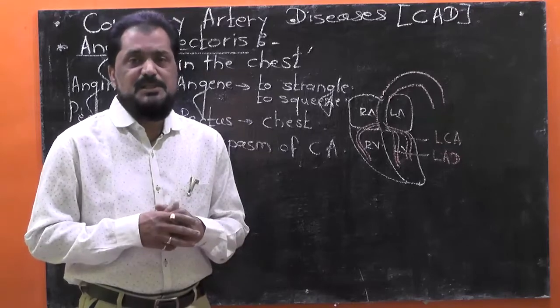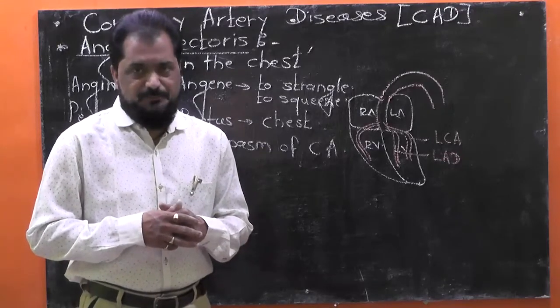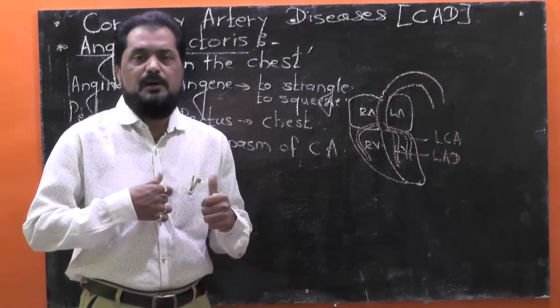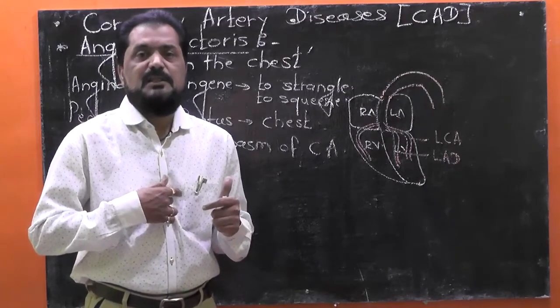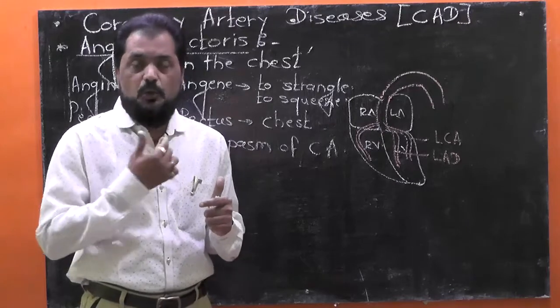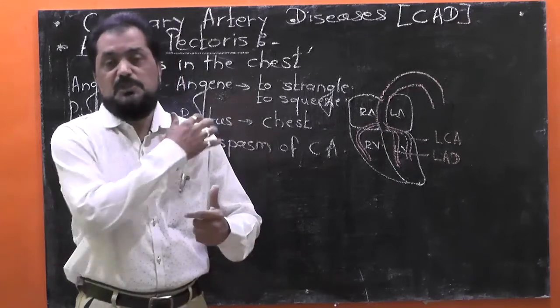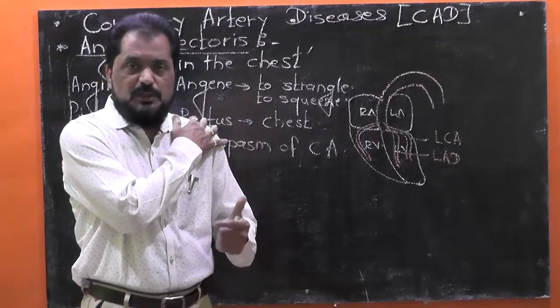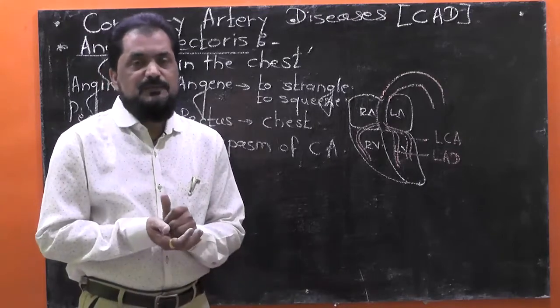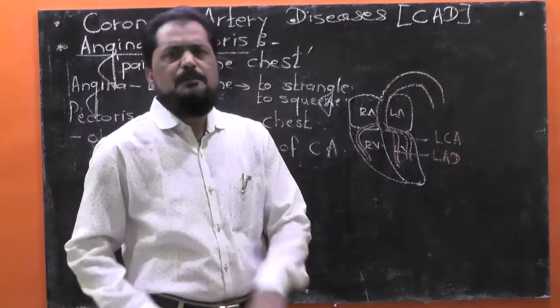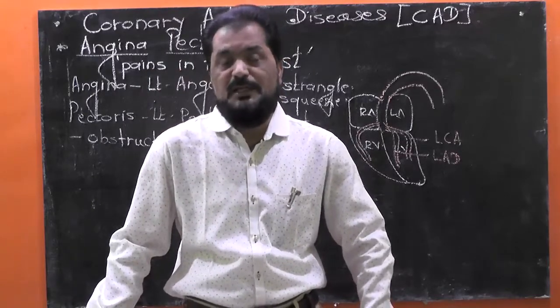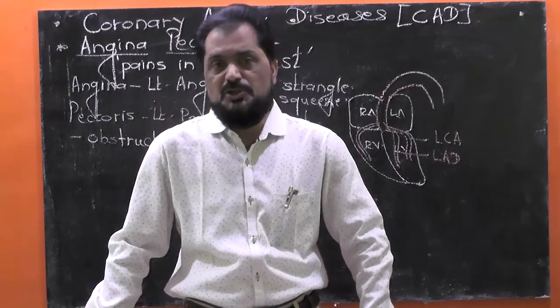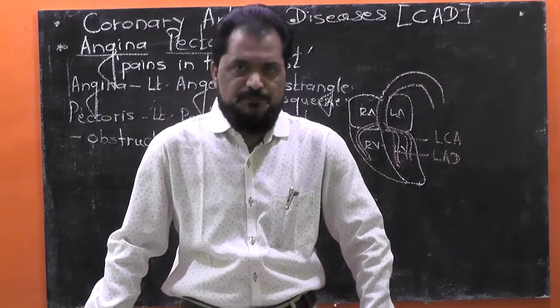and those pains may be experienced by that person in the epigastrium, that is in the upper anterior abdominal part, as well as in the neck region, in the lower jaw, shoulders, especially in the left shoulder and also in the left arm. The angina pains are experienced by the person mainly during exercise, during exertion or emotional stress.